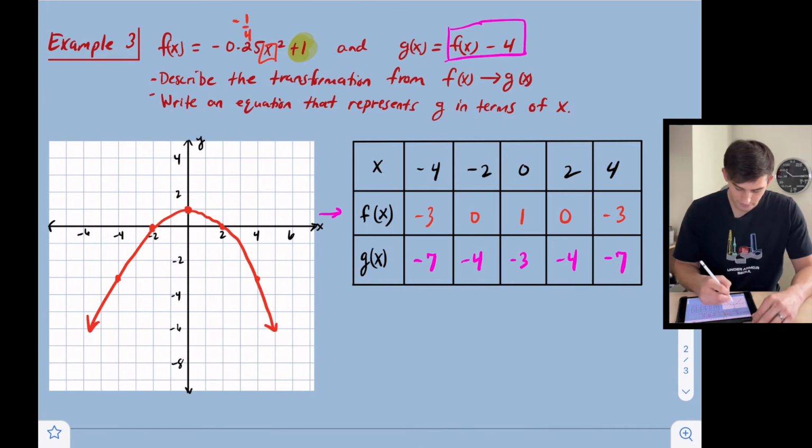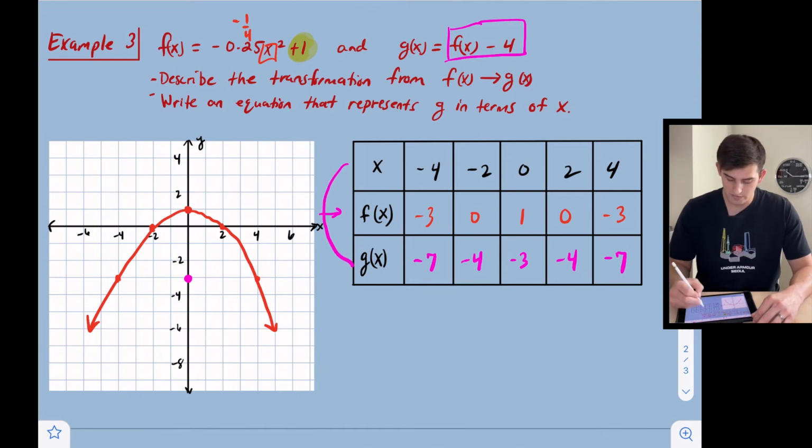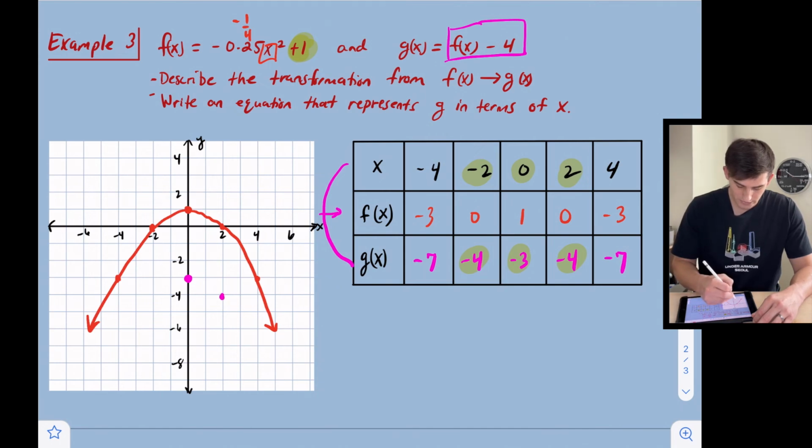So we have 0, negative 3, we have 2, negative 4. So look what we're graphing now. We're graphing these two rows. So 0, negative 3, I'll highlight them for us. 0, negative 3, 2, negative 4, and negative 2, negative 4. And 4, negative 7, and negative 4, negative 7. And we have our graph.